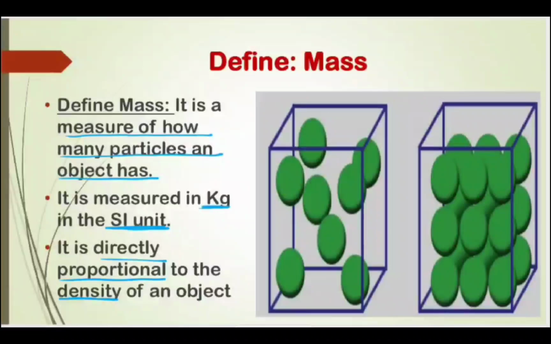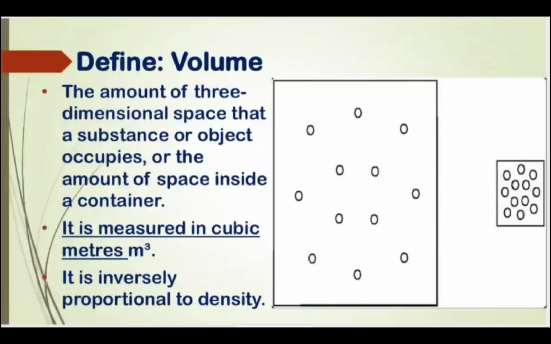Mass is the number of particles, and when you multiply the mass with the gravitational pull, it becomes your weight. So right now, before talking about density, remember we are talking about the number of particles that an object has. It is measured in kilograms as per the International System of Units. Then, before talking about density, we have to know what volume means.